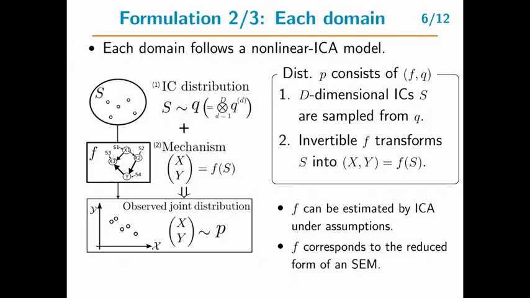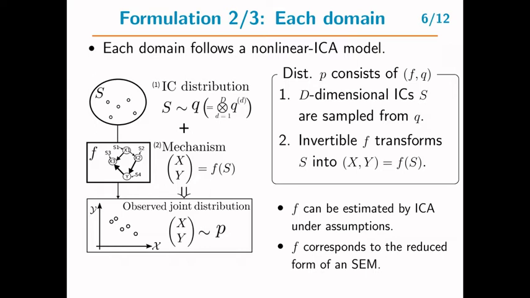And in each domain, we assume that there exists a causal mechanism. Here, we formulated it in a little more general way than normal structure equation models. We assume that the data follows a nonlinear-ICA data generating model, which corresponds to assuming the existence of a reduced form model of structure equation models.